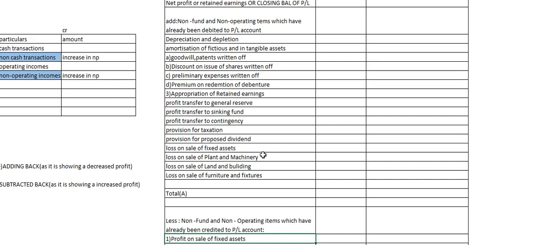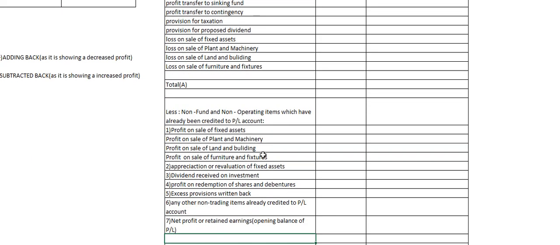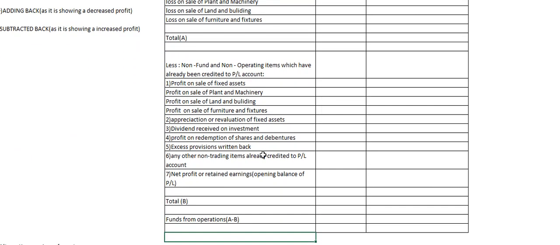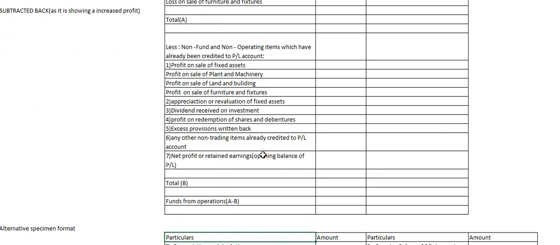Moving on to the next part, which is minusing all the non-fund and non-operating items which have already been credited to the profit and loss account. It has been credited, hence the profit has been increased. In order to get back to the correct profit, we are minusing all the non-fund and the non-operating incomes. So under that we have all the profits on assets. If there is a sale and you get a profit, you will minus it irrespective of what kind of long-term asset, either a fixed asset, plant and machinery, land and building, or furniture and fixtures.